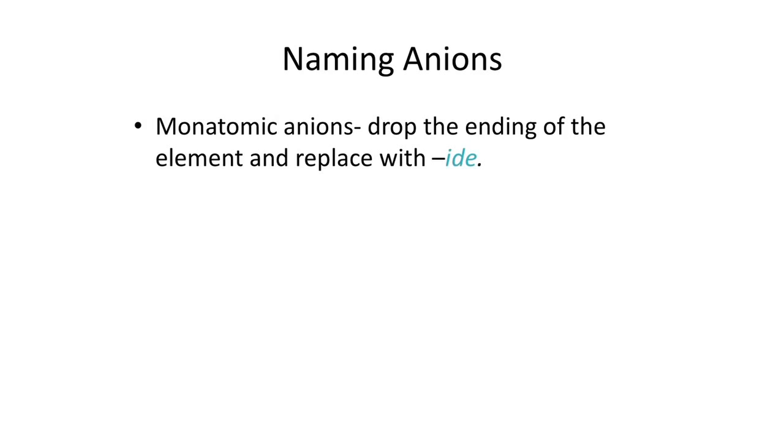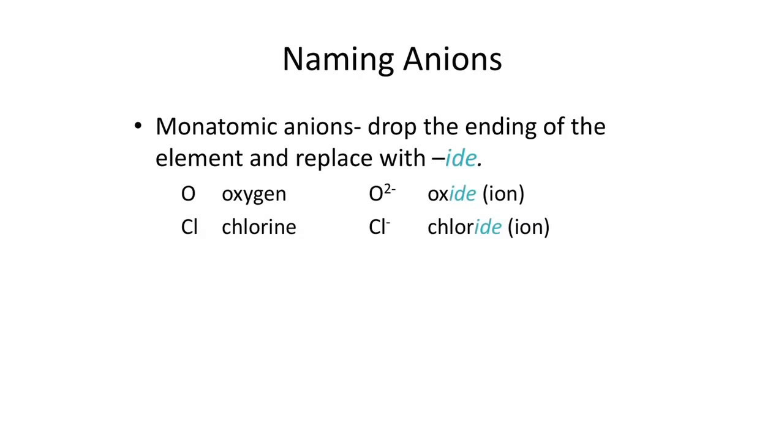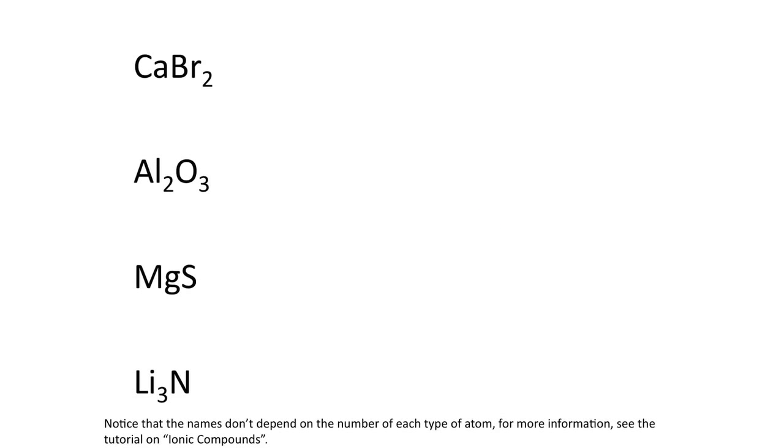Remember, the anions are the negatively charged ion in your compound. In order to name monatomic anions, you drop the ending of the element and you replace it with "ide." So when oxygen gains 2 electrons to become the oxygen -2 ion, we call it oxide. When chlorine gains an electron to become the chlorine -1 ion, we call it chloride. Okay, let's look at a few examples.